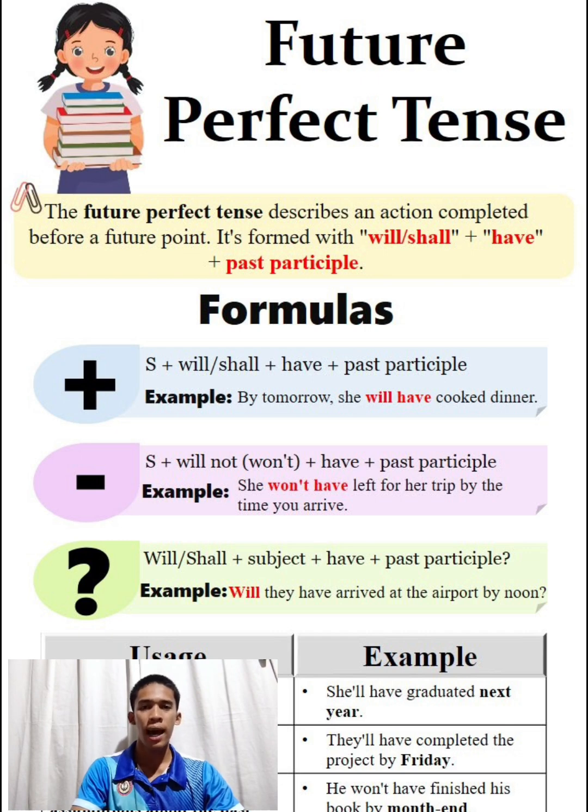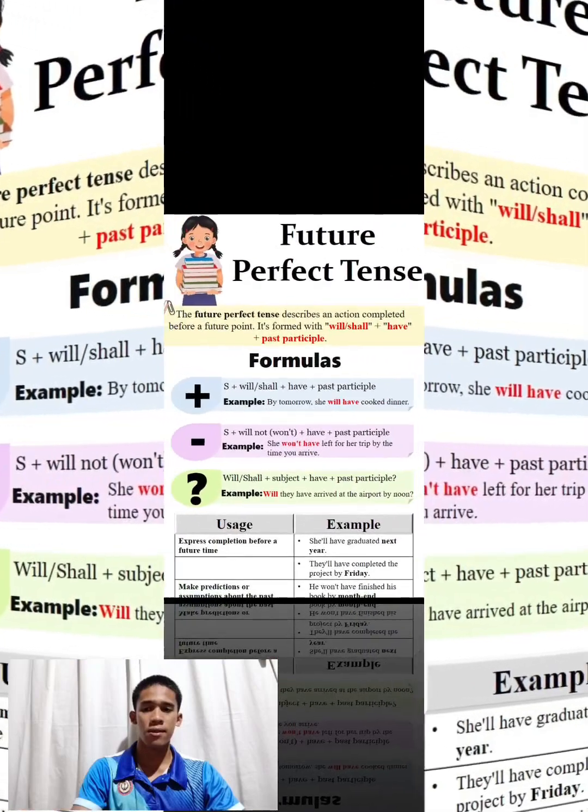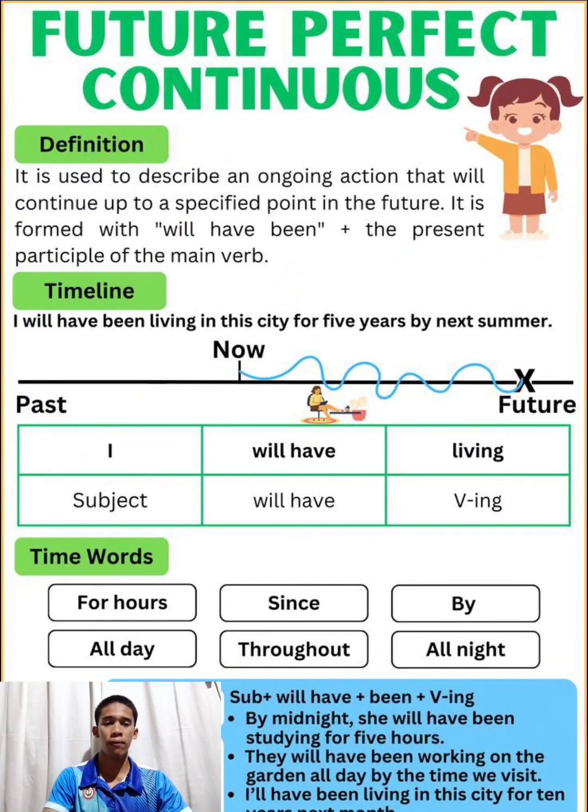First is I will have finished the exam in 30 minutes. Second is by the time you arrive, I will have gone to bed. And the last example is will you have eaten dinner already when I arrive? And the last tense is the future perfect continuous.